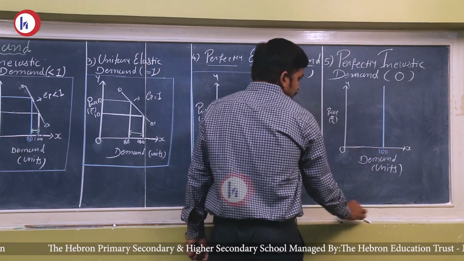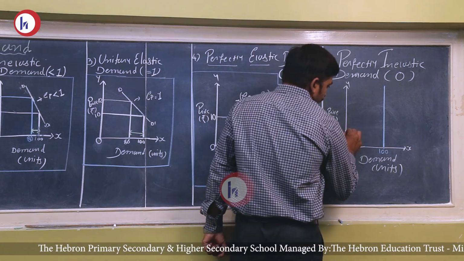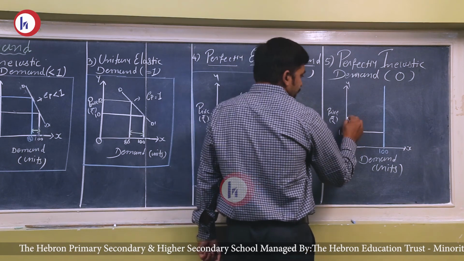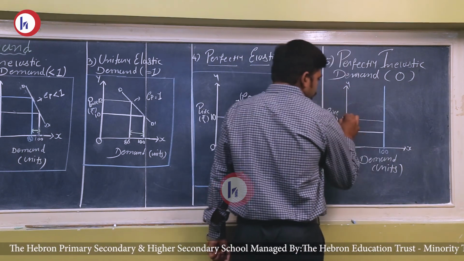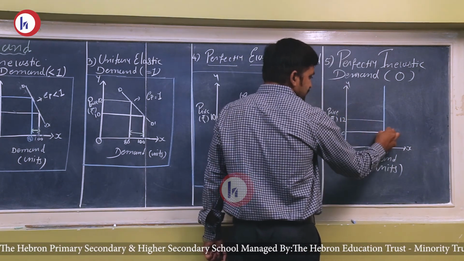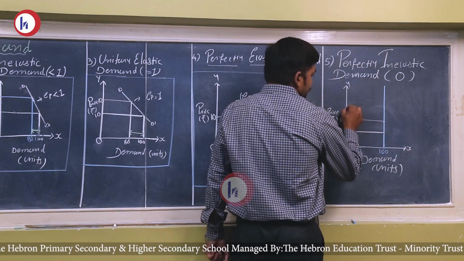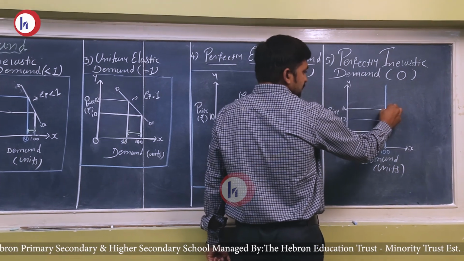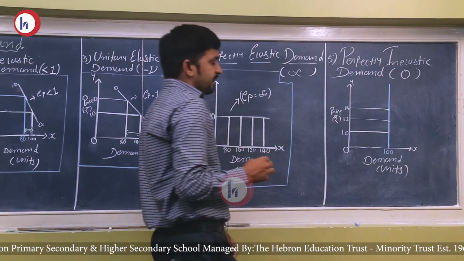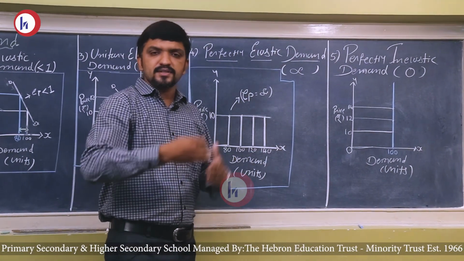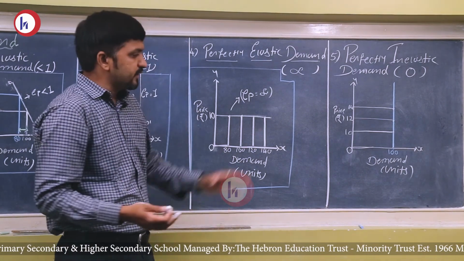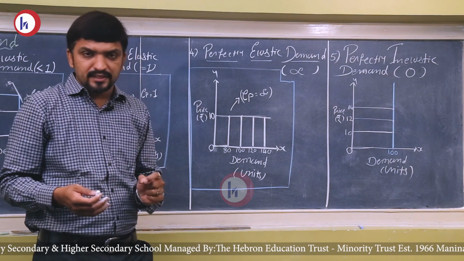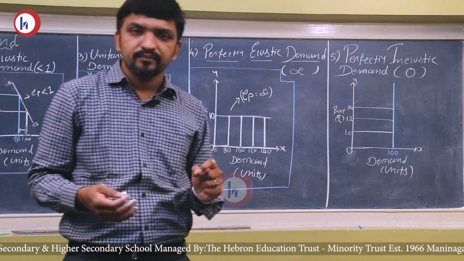Now, this demand was 100 when the price of the commodity was 10. Now price increases to 12, still demand is 100. Price increases to 14, still demand is 100. And if it will be 16, 18, 20, 22, 30, 40, demand will remain same. It happens in case of necessity goods.